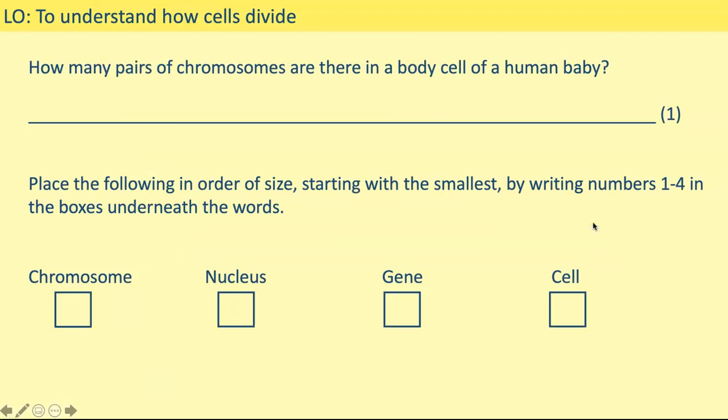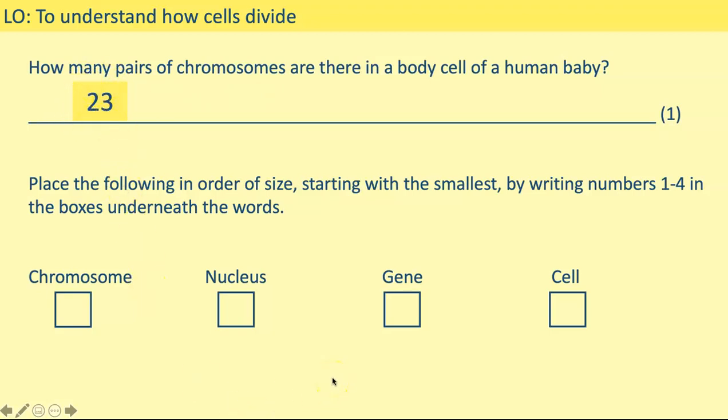For the second question, how many pairs of chromosomes are there in a body cell of a human baby? We know that in a body cell of a human, there are 23 pairs of chromosomes. We've got to be careful with these questions. If it's asking us about the number of chromosomes, our answer will be 46. But when it asks us about the number of pairs of chromosomes, then our answer is 23.